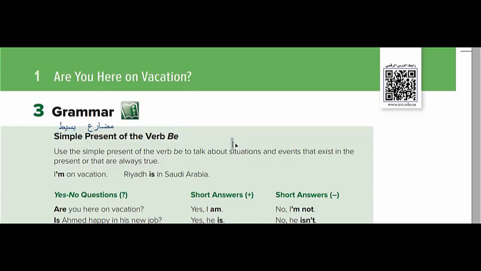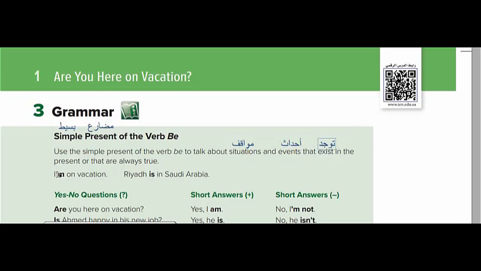What's the meaning of situations? It means مواقف، حالات، مواقف حياتية. And events. Events، أحداث. That exist. Exist، توجد. In the present، في الوقت الحالي. Or that are always true، أو تكون دائما حقيقية أو صحيحة.